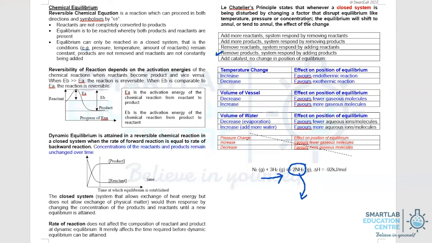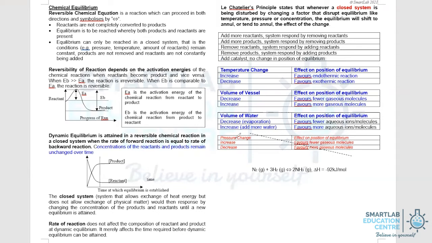Or we can say that the position of equilibrium shifts right. Next, add catalyst, which we will explain later: the decrease in activation energy for the forward reaction is equal to that for the backward reaction. So therefore, there is no change in the position of equilibrium. Basically, by adding a catalyst, you just speed up the reaction forward and backward.